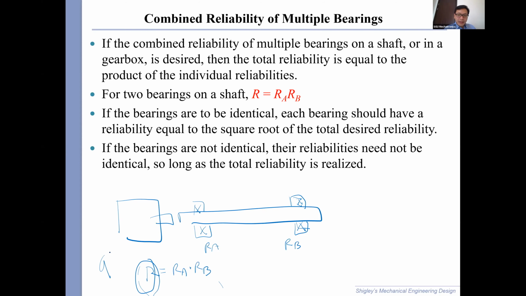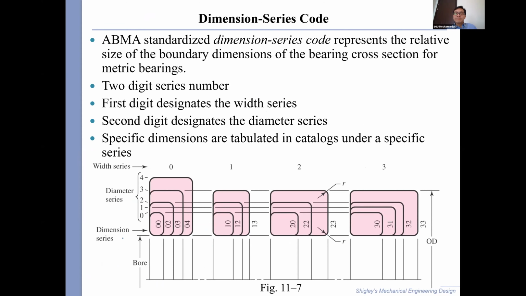We're back, yeah? Okay. So let's say your boss wants 99.9% total reliability. Then this is the total, and if it's identical, then you have to make sure the multiplication of them is 99.9, so each one of them has to be a square root of it if you have two bearings.